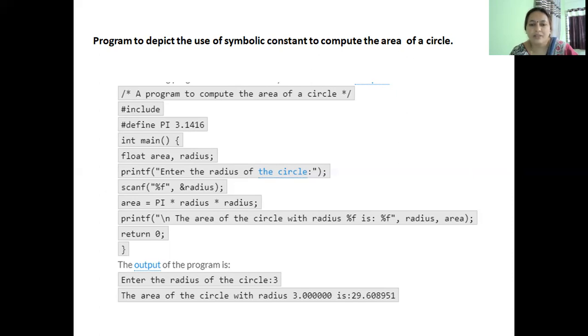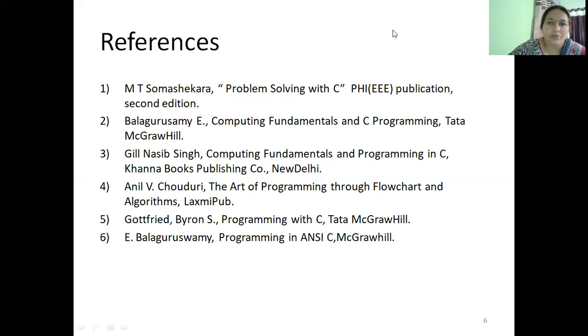Though I entered the radius as 3, you should observe that the output value which was displayed was 3 point followed by 6 zeros. So 6 digits of precision will be provided by the floating point. So this is a program to demonstrate a symbolic constant. Here in this particular area computation statement, PI will be automatically replaced by this equivalent constant value. So that was about symbolic constants. Thank you.